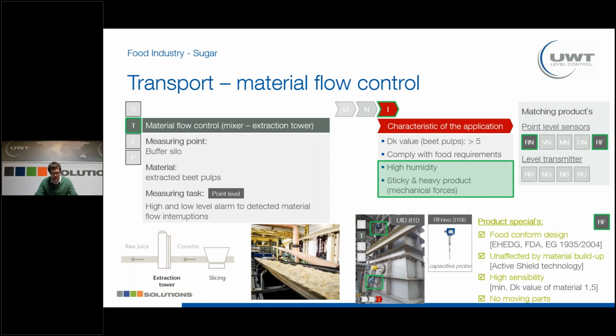So we didn't go for the VN or the Mono-Nevo, so the vibrating technologies, because we do have sticky materials, and then there could be a problem that material sticks on the probe and is not giving the right signals. The CN or here is also not possible because we do have high mechanical forces. And the customer decision was an RF here because it's food grade, it's unaffected by material build-up because of this active shield technology. And we do have a high sensitivity here.